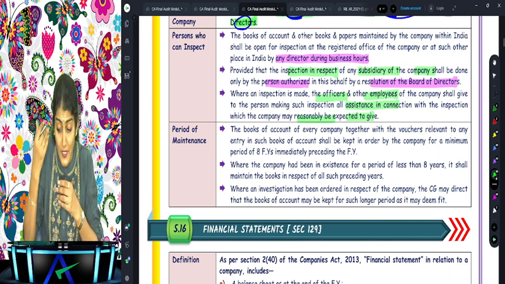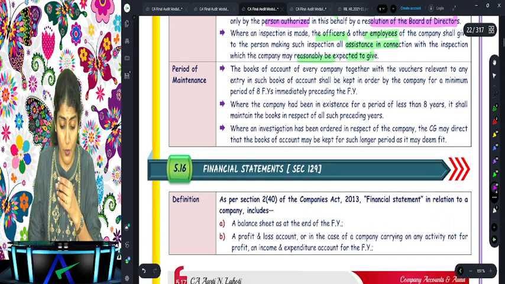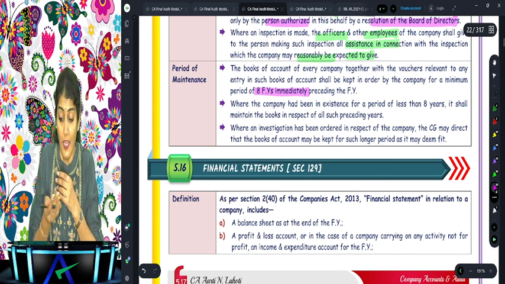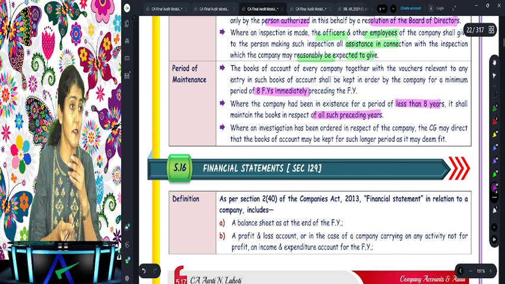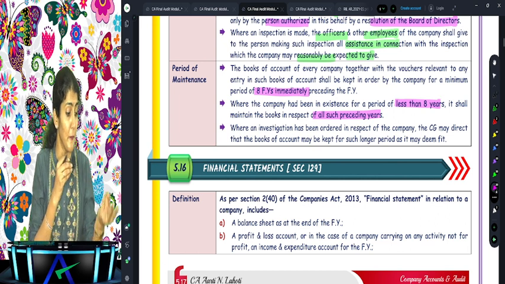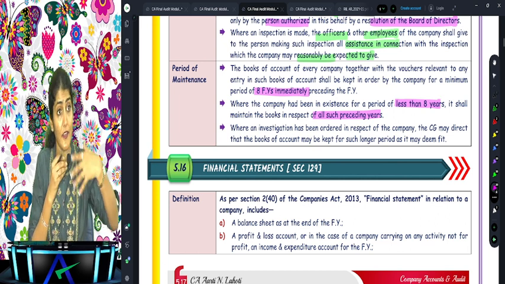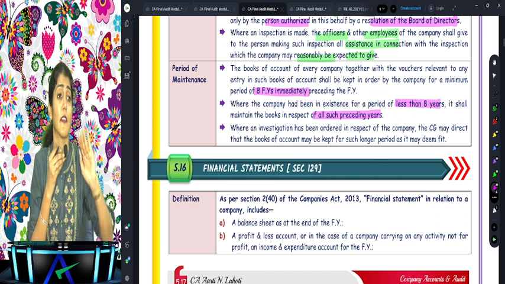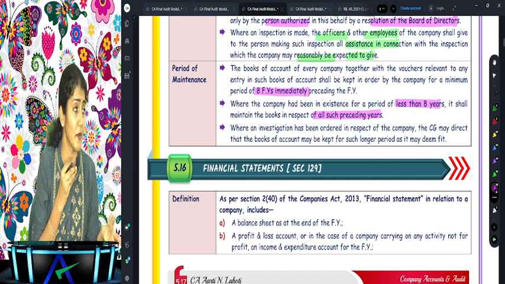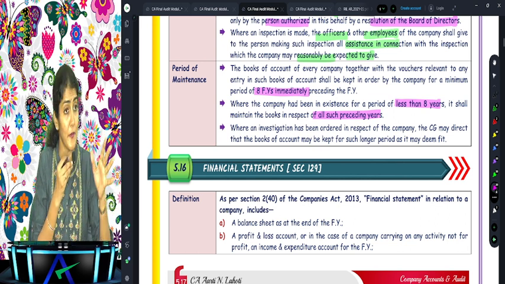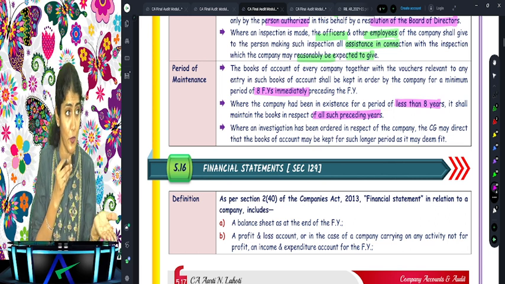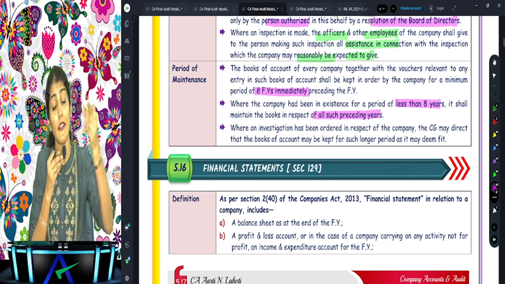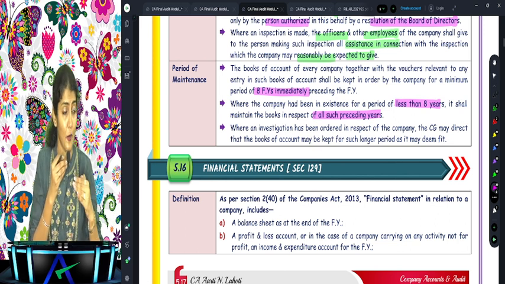Then, how many years does the company need to maintain the books of account? It says 8 years. If the company is in existence for less than 8 years, then all the years. Now, this is obvious, no? If it has been just 2 years since you created the company, then for how many years will you keep the books? For 2 years. But if the company is in existence for more than 8 years, then for how many years do you need to keep the books? For 8 years. And if it is in existence for less than 8 years, then you have to keep the books for all the preceding years.